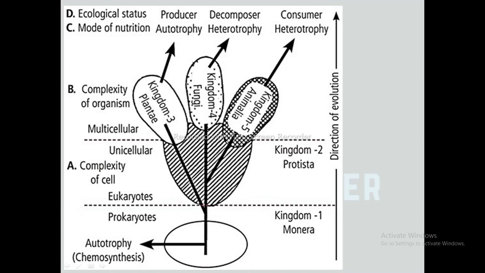Here is a diagram showing the direction of evolution. Kingdom Monera are prokaryotes, and kingdom Protista are eukaryotes. Similarly, the complexity of organisms increases from kingdom Plantae to Animalia. Mode of nutrition: in kingdom Plantae it is autotrophic, in Fungi it is saprophytic, and in Animalia it is heterotrophic. Plantae are known as the producers. Similarly, Fungi are known as the decomposers, and animals are considered as the consumers.